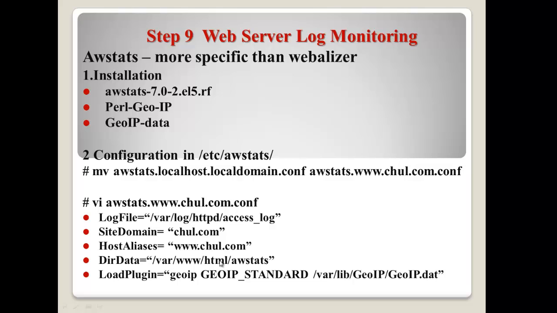And if AWStats collects the data, it will save this data to this directory, /var/www/html/AWStats. And if you install GeoIP, in this case you need to load this module like this, GeoIP standard, and specify the directory. If you install this one, the data will be saved in this directory, /var/lib/GeoIP, like this.